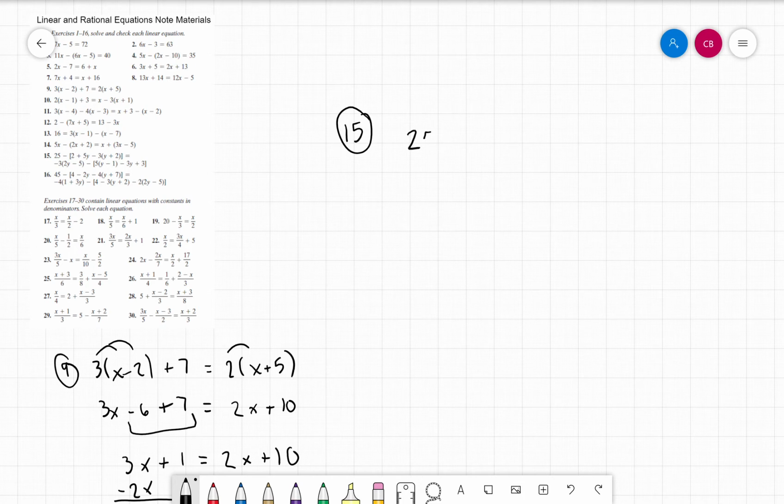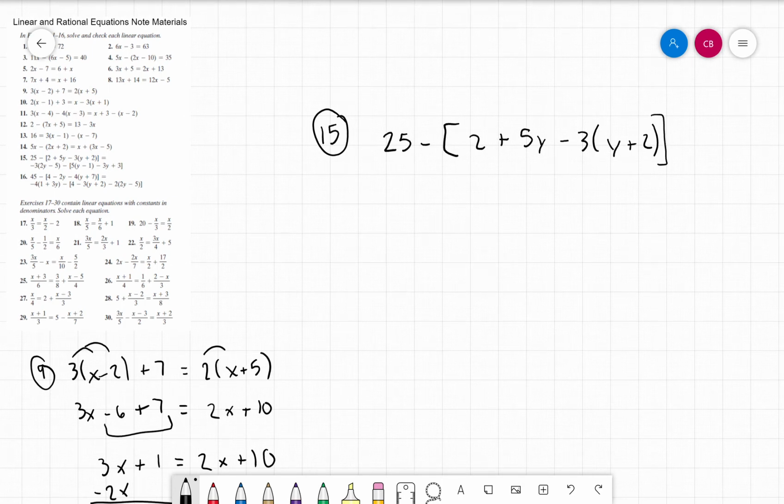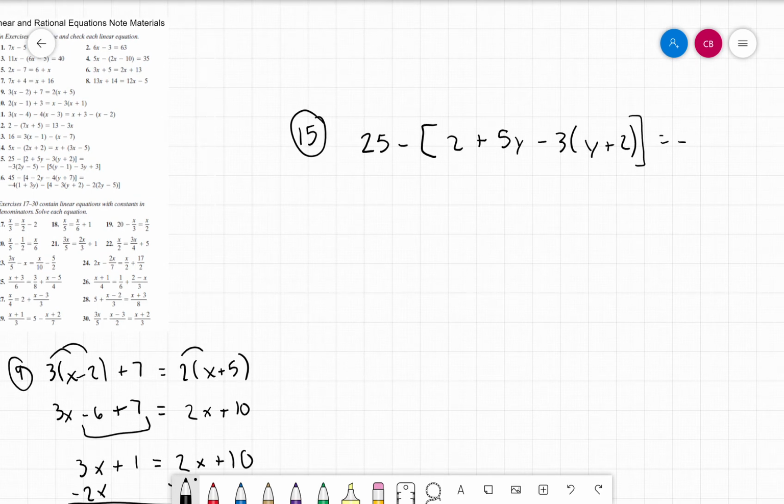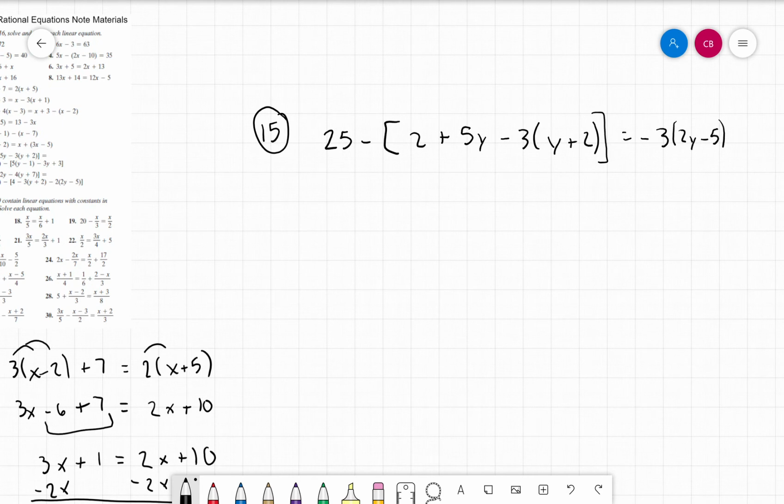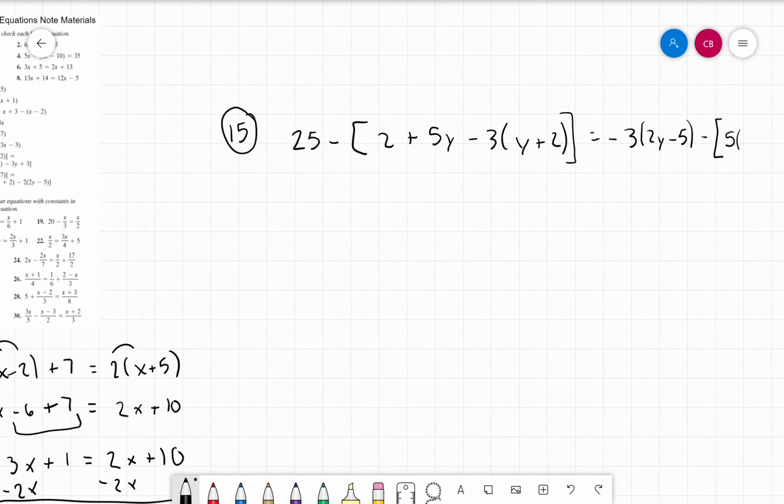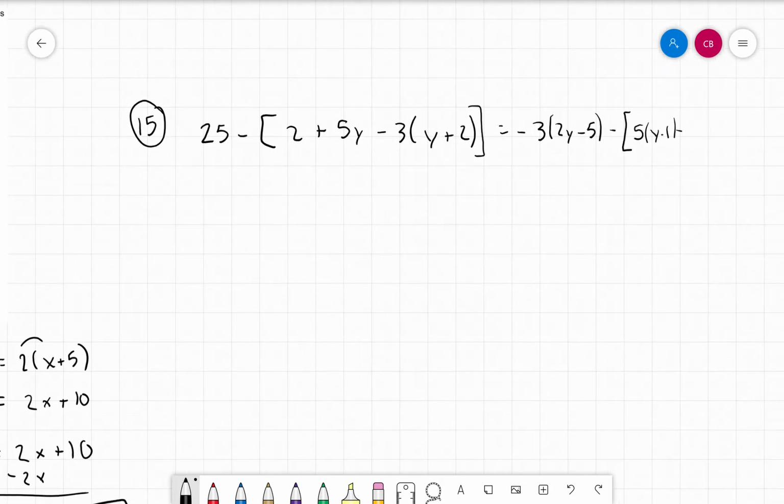We have 25 minus, bracket, 2 plus 5y minus 3 times y plus 2, is equal to negative 3 times 2y minus 5, minus, bracket, 5y minus 1, minus 3y plus 3. Sorry, I'm trying to keep it so I can see it. Okay, this one's going to take some work.